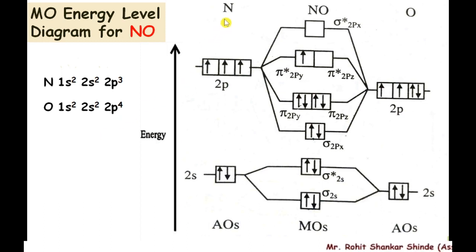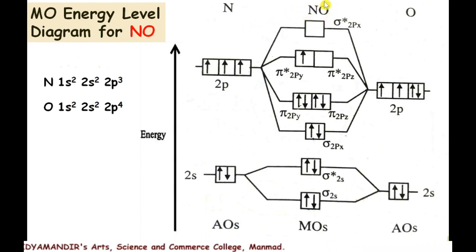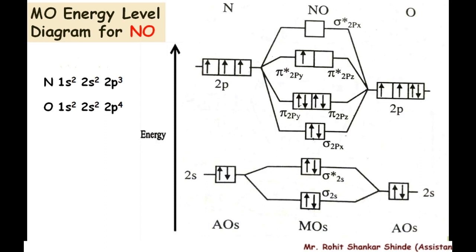So, nitrogen possesses 7 electrons, oxygen possesses 8 electrons, 7 plus 8, 15. NO possesses 15 electrons. In O2 molecule, there are 16 electrons. If we remove one electron from O2, we will get the molecular orbital electronic configuration of NO molecule. Or in case of N2 molecule, 7 plus 7, 14 electrons are there. If we add one electron in N2, then we will get the formation of NO molecule.